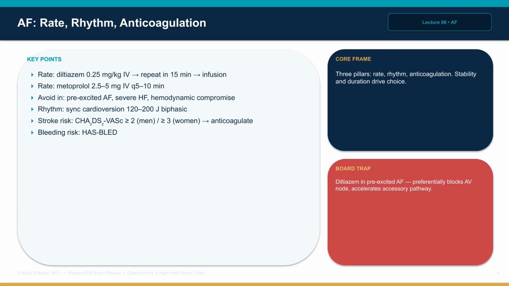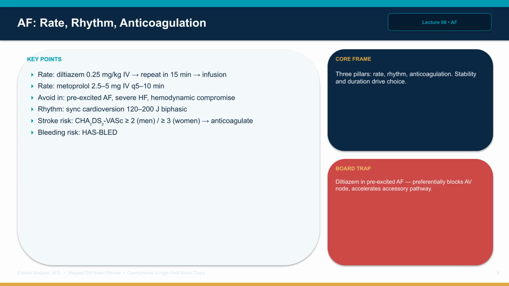Rhythm control: synchronized cardioversion, 120 to 200 joules biphasic, for unstable patients or selected stable patients within the appropriate window. Anticoagulation: use CHA2DS2-VASc score to assess stroke risk. A score of 2 or greater in men, 3 or greater in women, typically warrants long-term anticoagulation. Use HAS-BLED to assess bleeding risk. The board principle is that AFib management depends on stability, duration, and stroke risk.